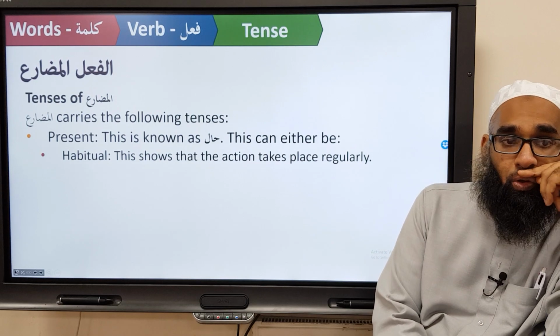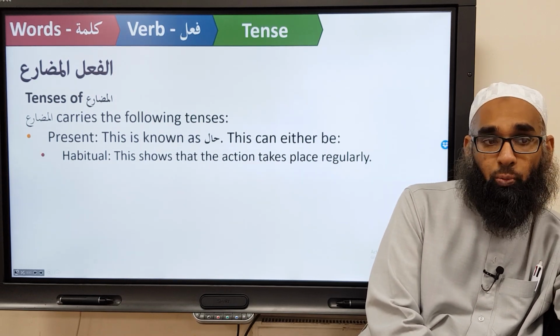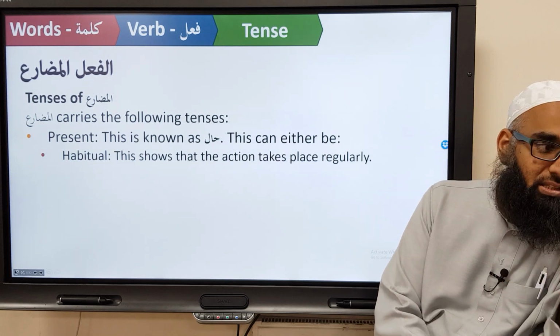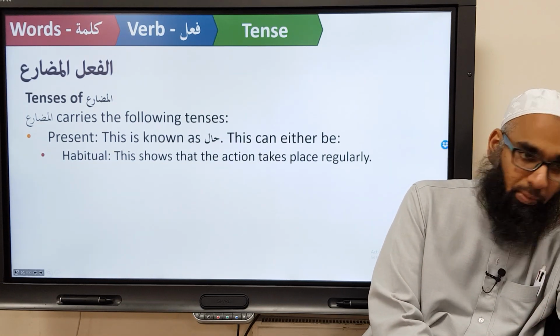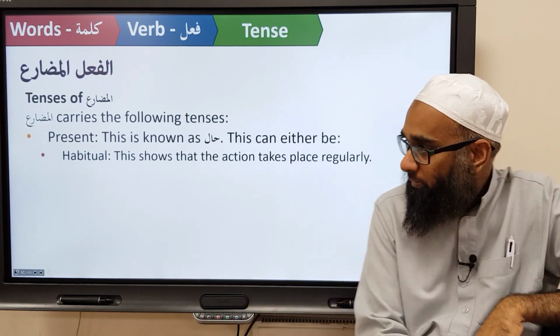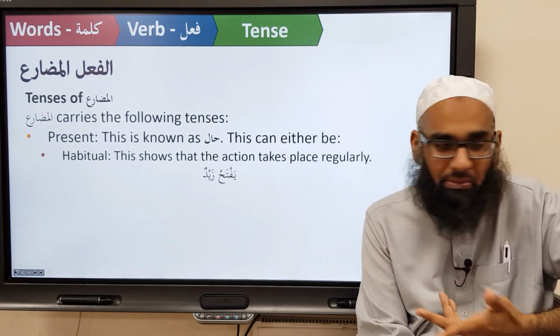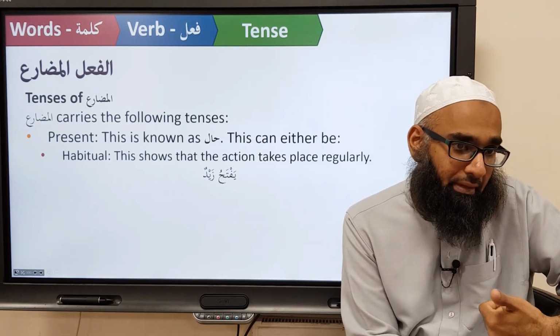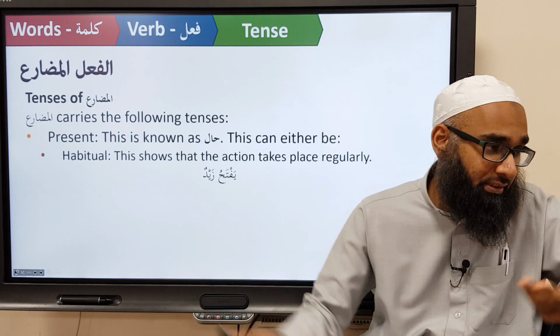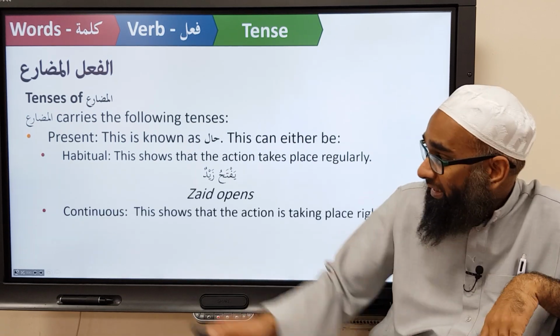For example, we finish madrasa at 8:30. We come at 6 o'clock. We study Sarf every day. We're not studying Sarf right now, are we? This is Nahw. But you have a period, so it happened regularly, yesterday, today, and tomorrow. It's called habitual. So if I say Yaftahu Zaydun without any context, what could this mean? Zayd opens, meaning Zayd opens every day. He comes early, opens the madrasa. Or it can mean he's opening it right now. That would be the continuous.